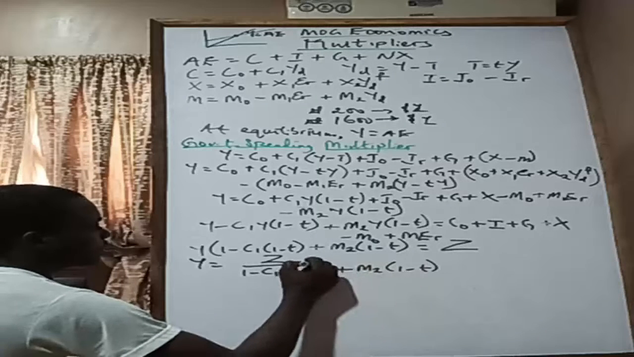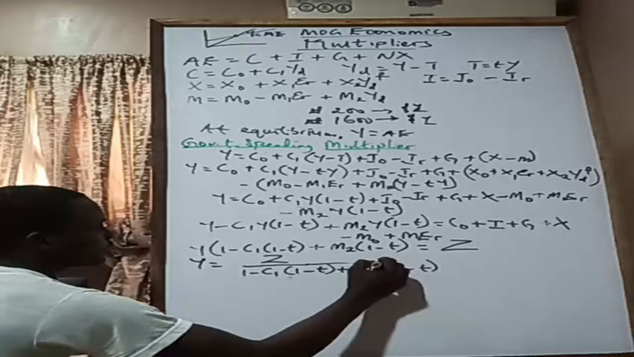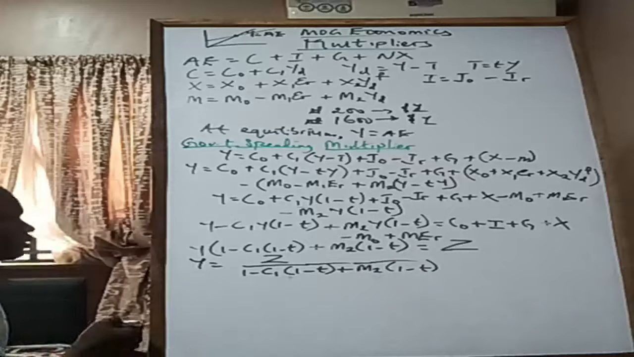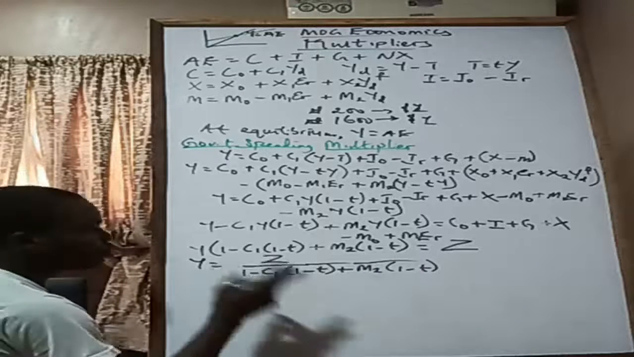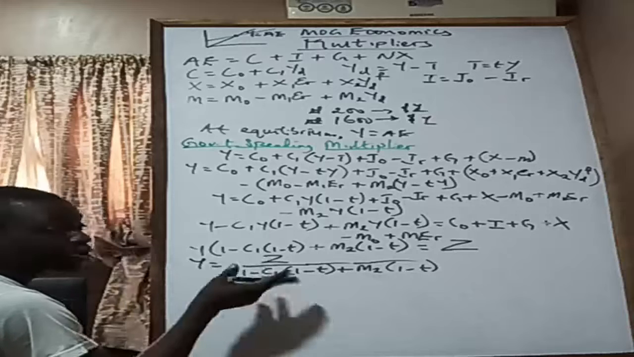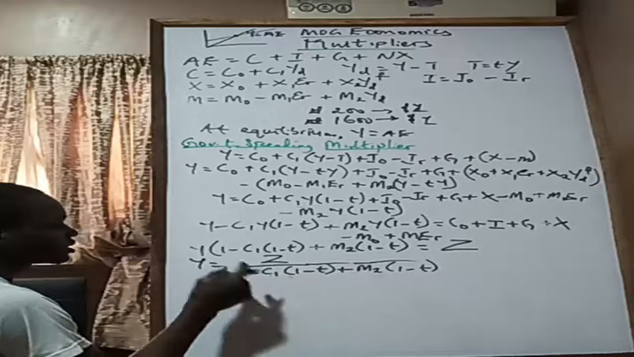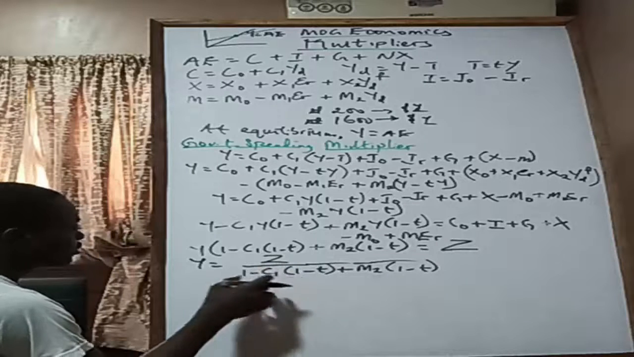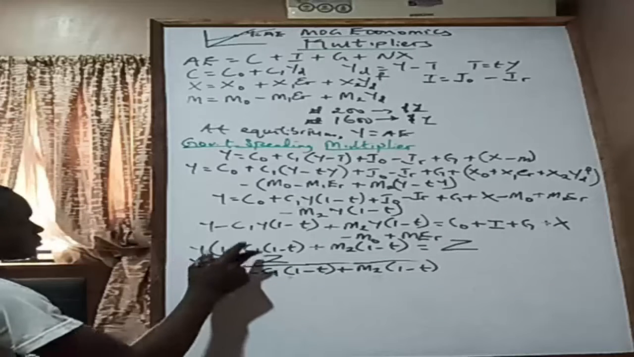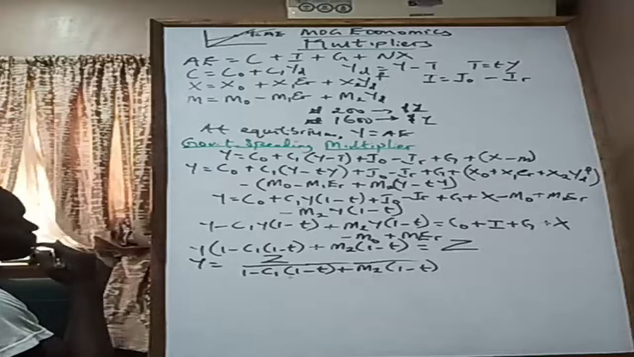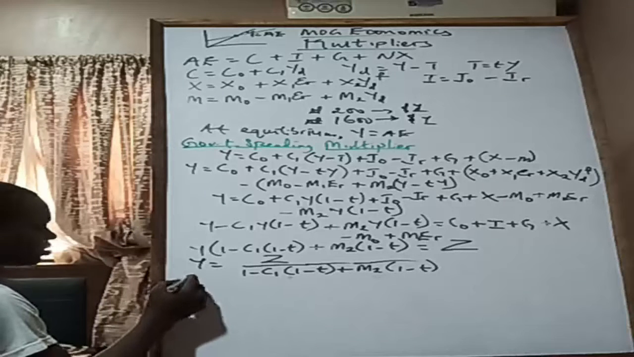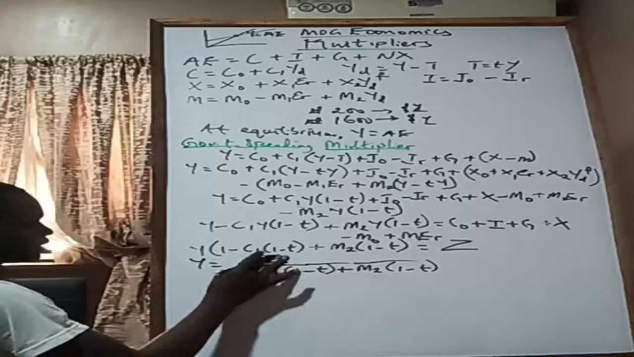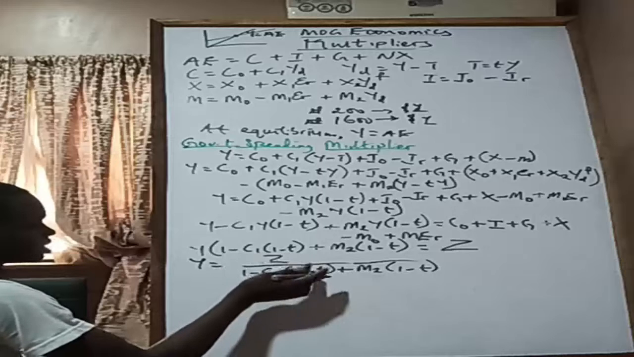So this is the formula for your equilibrium national income in an open economy where you have an income tax, right? Not a lump sum tax, you have an income tax, and then exchange rate and all of those things, right? So how then do I get the government spending multiplier? The government spending multiplier is dy dg. So let me just rewrite. Okay, let me not make this z.